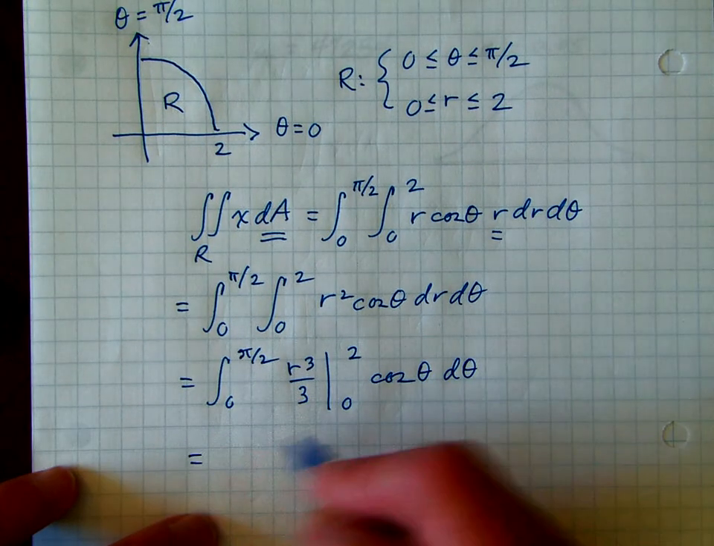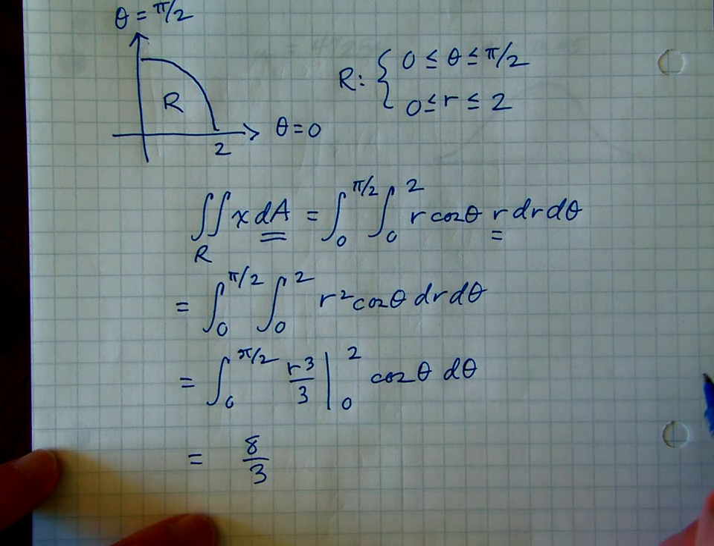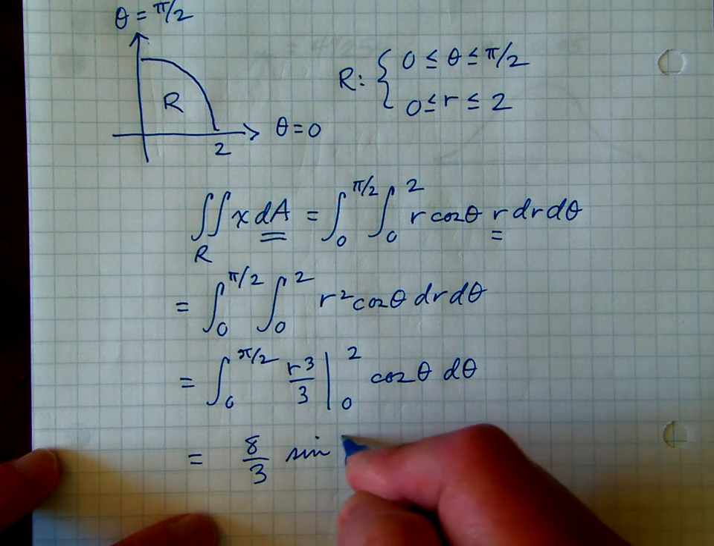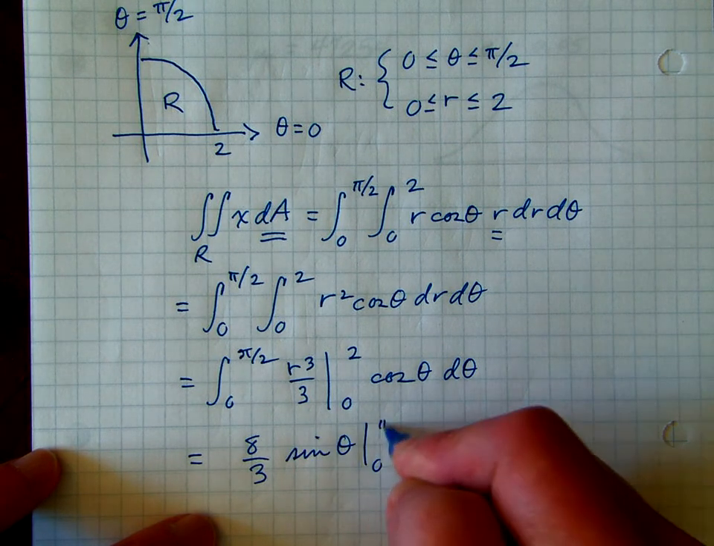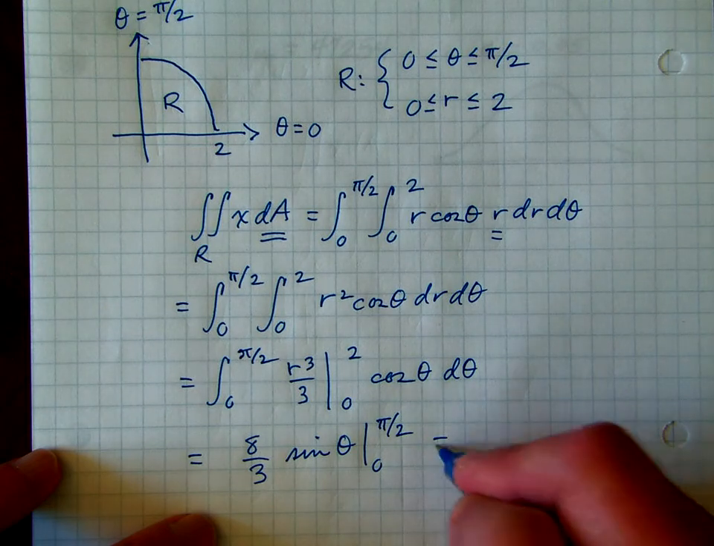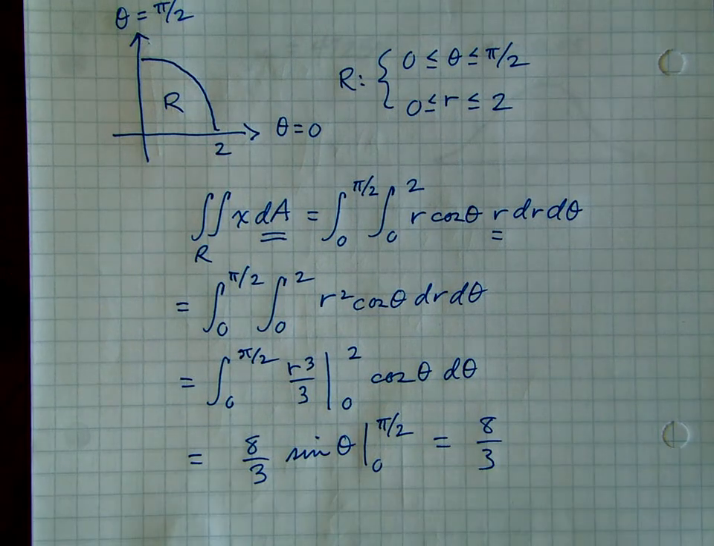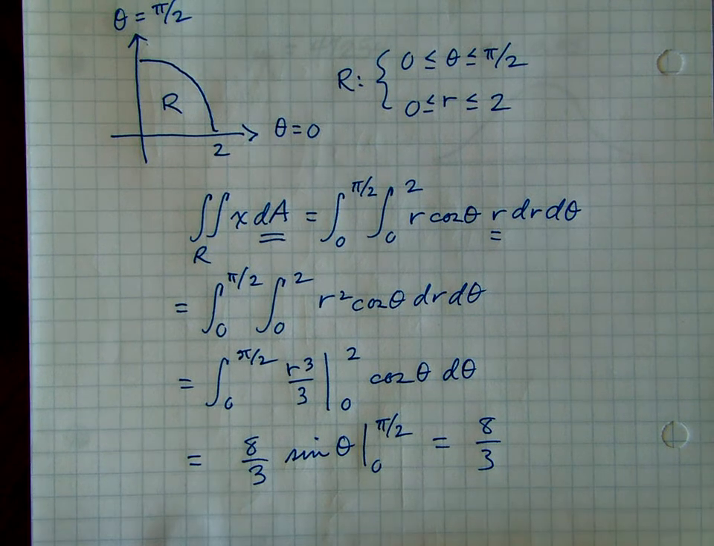This gives us 8/3. The antiderivative of cosine is sine from 0 to pi over 2. Plug in, that gives us 1 minus 0, so we just get 8/3. The result we got before. So that's encouraging. That's what we were hoping for.